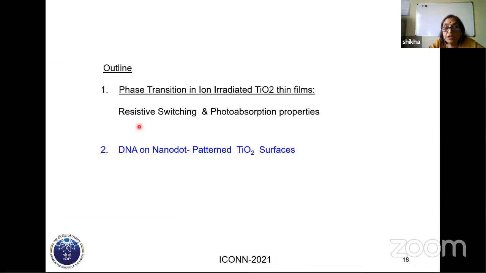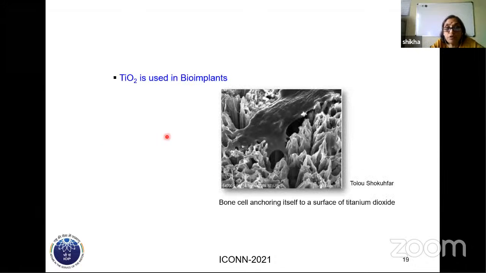Next, we go to the DNA, biological material on these nanostructured surfaces. So TiO2 is used in bioimplants, as I said, because it has very nice properties. It's a bioimplant material. And this is a bone cell anchoring itself on the TiO2 surface.